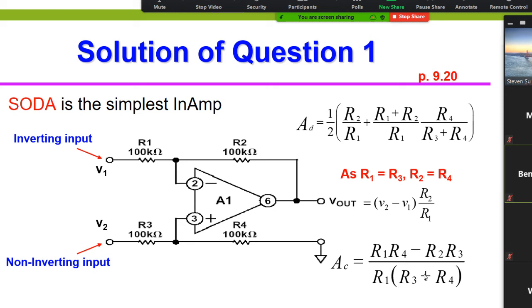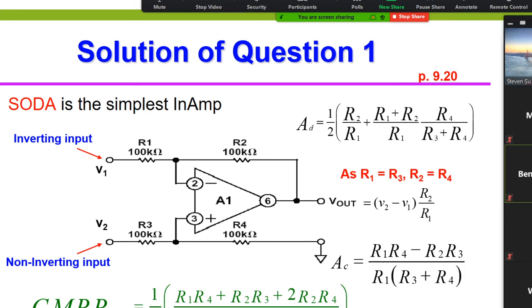So for example, if R1 equals R3, R2 equals R4, that means R1 times R4 equals R2 times R3. So in that case, AC should be 0, right? So in this ideal case, we want this one to be 0. And then this only has AD, so AC is 0. And then what's the CMRR? It's this one divided by this one. If this one is 0, the CMRR will be infinite. So that's what we want.